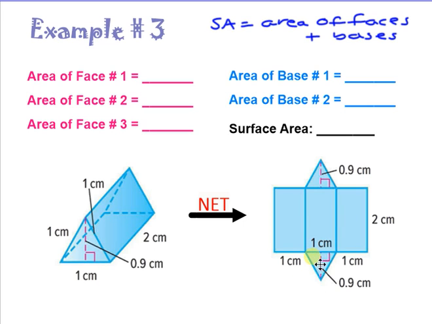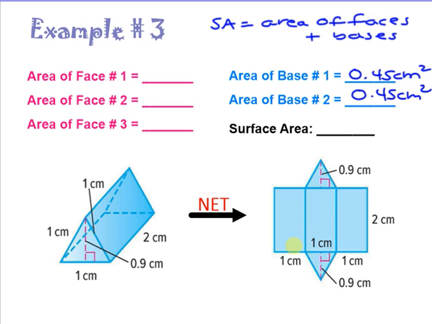All right, so here is a triangle. It has a base of 1 and it has a height of 0.9. So 1 times 0.9 times 0.5, and that's going to give me 0.45 centimeters squared. And then this triangle is going to be the same thing as well.